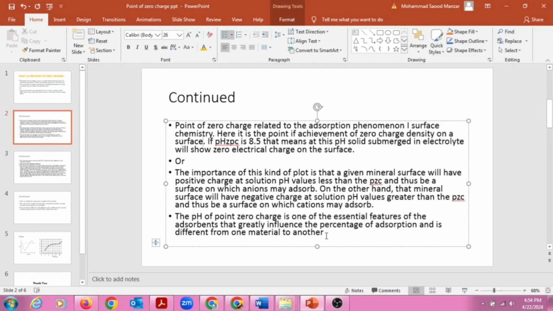Okay, the point of zero charge is one of the essential features of adsorbents that can greatly influence the percentage of adsorption, and it is totally different from one material to another. Each material will have its unique point of zero charge. It will not be similar.